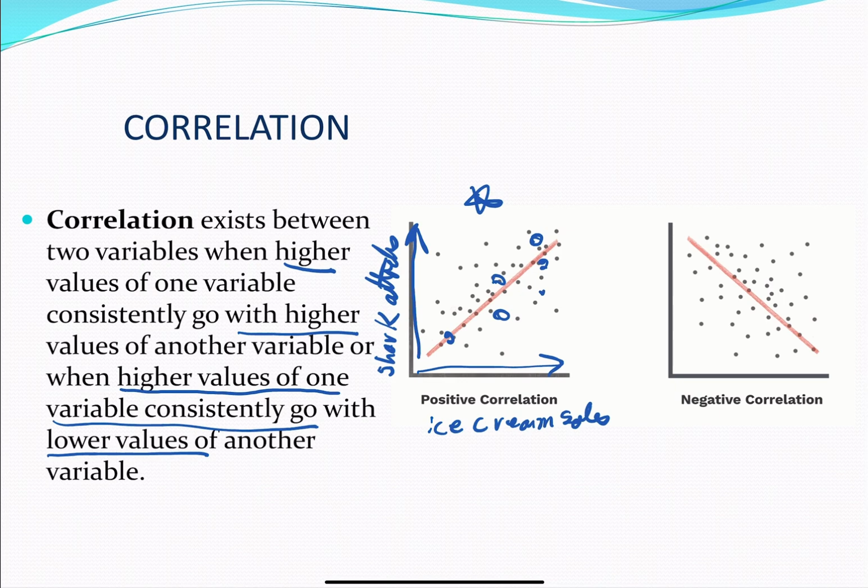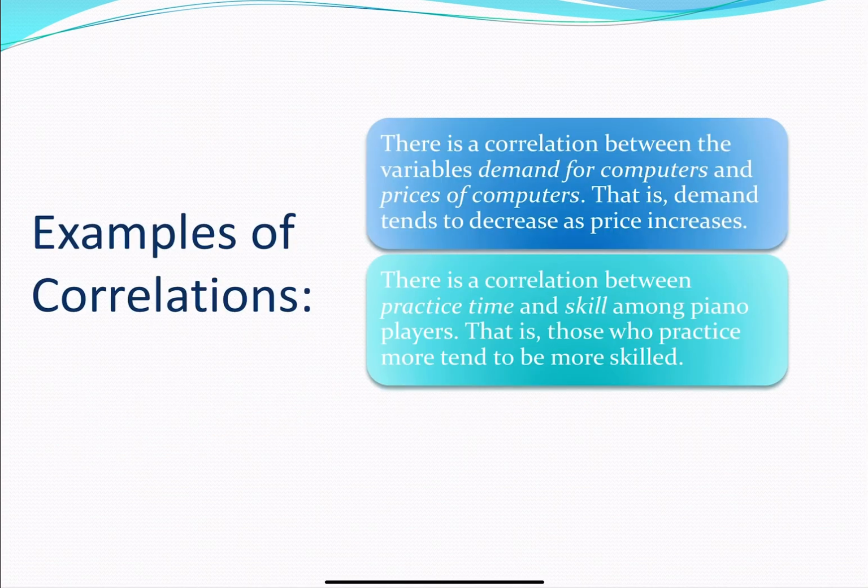Correlation is not causation is something I'm going to talk about a lot, but that's an example of positive correlation. Negative correlation, that's when higher values of one consistently go with lower values of the other. So here's a couple examples of correlation. There's a correlation between the variables demand for computers and the price of computers, right? As demand tends to increase, price decreases. There's also correlation between practice time and skill, right? Those who practice more tend to be more skilled.